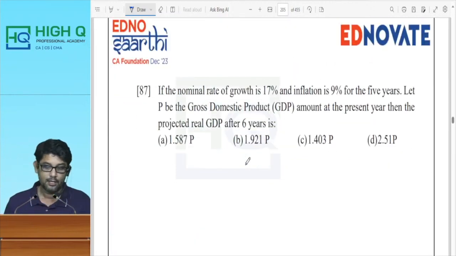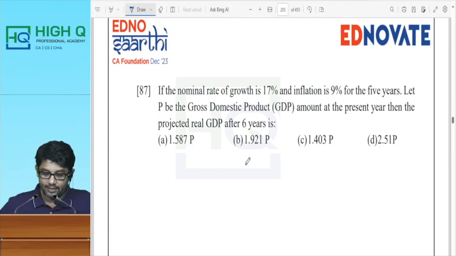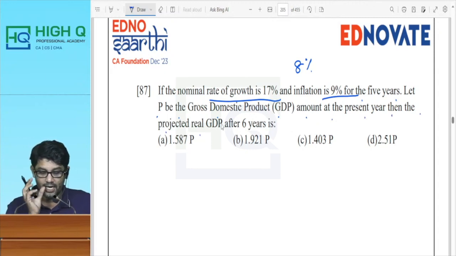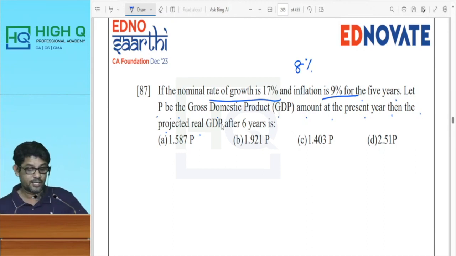Okay, thank you. Now, if the nominal rate of growth is 17% and inflation is 9%, what is the difference, my dear? 8%. Let P be the GDP amount at the present year, then the projected real GDP after 6 years is. Okay, after 6 years, what is the projected GDP?